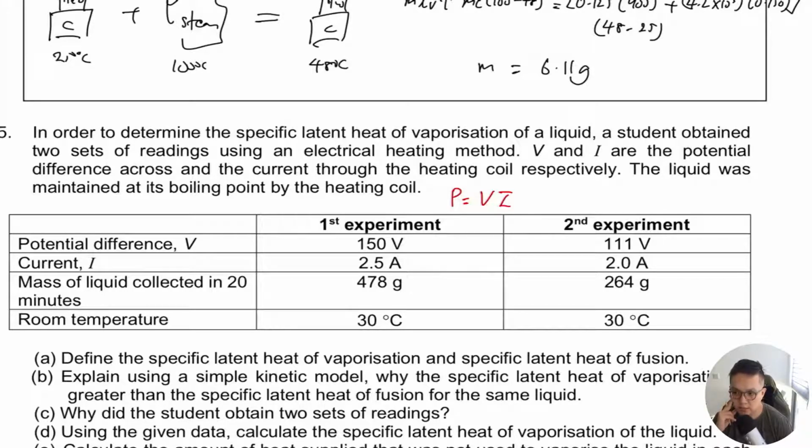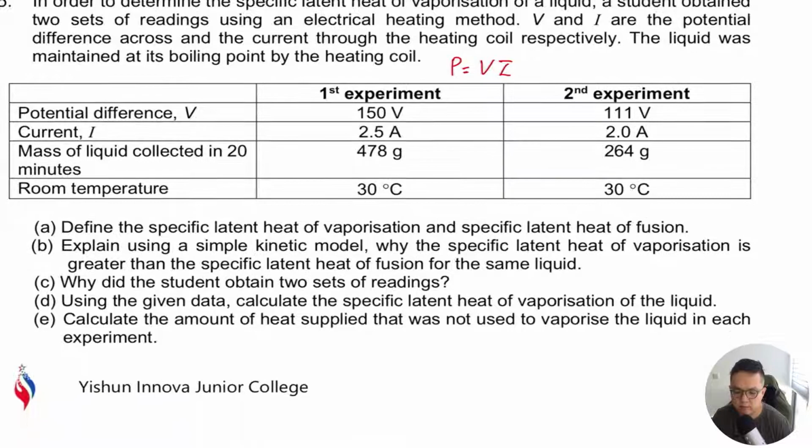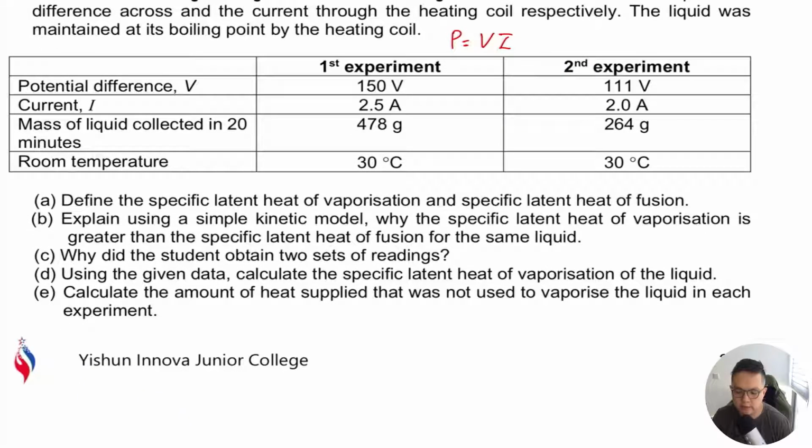Okay, next then you're asked to define the specific latent heat of vaporization and specific latent heat of fusion. So if you go to your notes, vaporization is defined as the amount of heat that must be supplied to it to cause a unit mass of the body to undergo a phase change from liquid to vapor. Then fusion is the same thing as well. Okay, then you're asked to explain using a kinetic model why the specific latent heat of vaporization is greater than the specific latent heat of fusion for the same liquid.